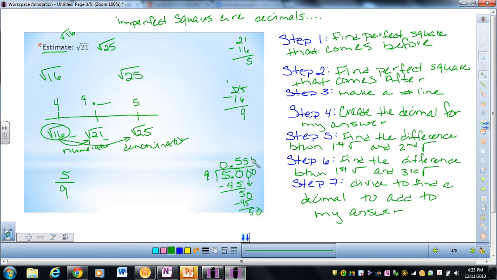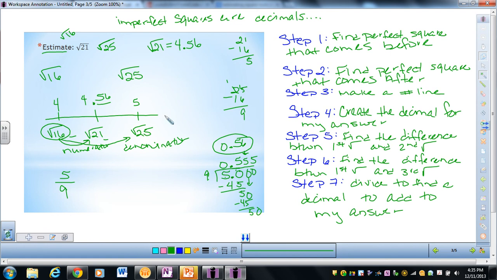So I've got 0.555, and I have to round to this place right here, which gives me an answer of 0.56. And I know that that right there goes right here, so I have 5, 6. So the answer to the square root of 21 is 4.56.